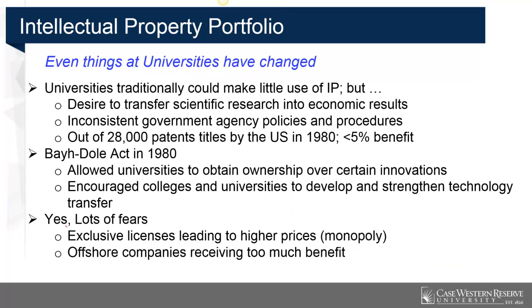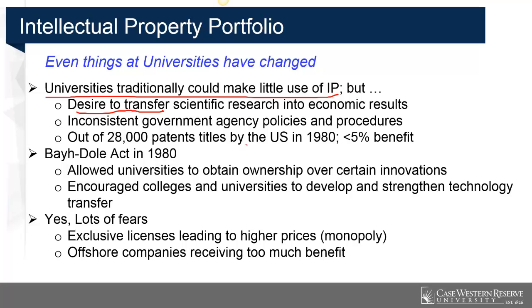So even things at universities have changed. It seemed that years ago universities could make little use of IP, but again, aligning with this idea that economic drivers are behind a lot of the laws related to intellectual property, the government was interested in fostering the transfer of scientific research into economic results. And before 1980, the government agency policies and procedures were very fragmented and different, and what people did, again, this relates to the recession of the 70s.